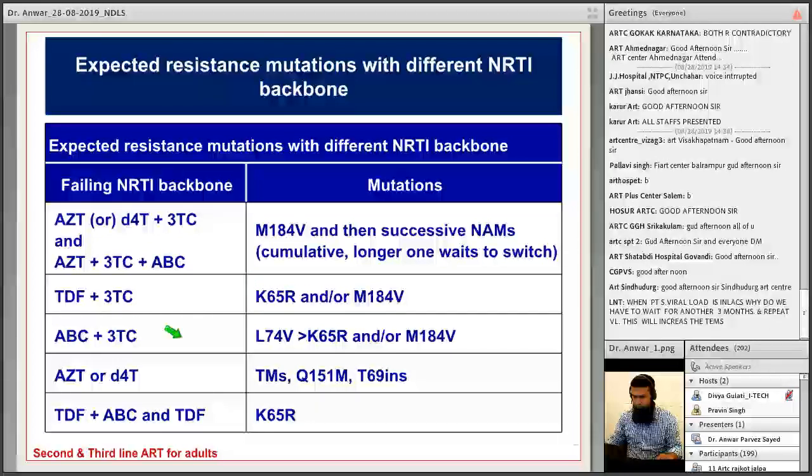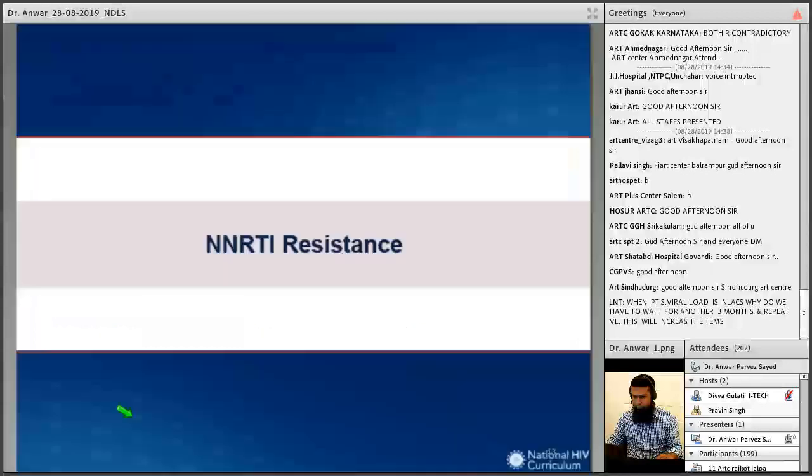Similarly, abacavir 3TC. There are various pathways for abacavir other than K65R. L74V is also for abacavir, but it is less common than K65R, and the presence of 184V will cause resistance to 3TC. Zidovudine, lamivudine, again thymidine analog mutation. Zidovudine, abacavir, tenofovir, again the K65R mutation may cause resistance to all these drugs. So this is how we make the logic of first line, preferred second line, and third line in the NACO program. This is what is expected as resistance mutations in those patients.